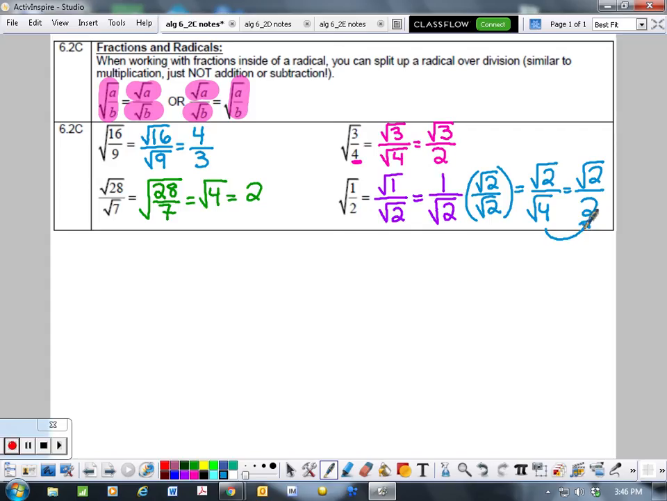And now I have something that I can actually work with, because now as long as I have a 2 on the bottom of another fraction, I can add fractions and combine things and keep them in an exact form. And so that's what we're going to be working with today.